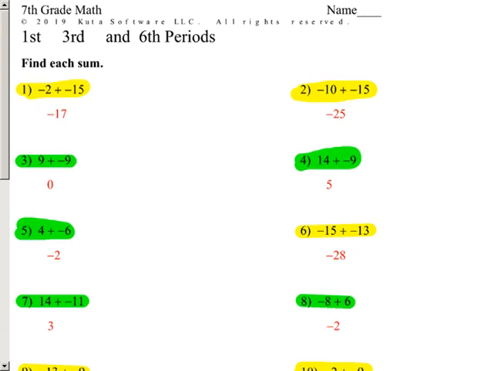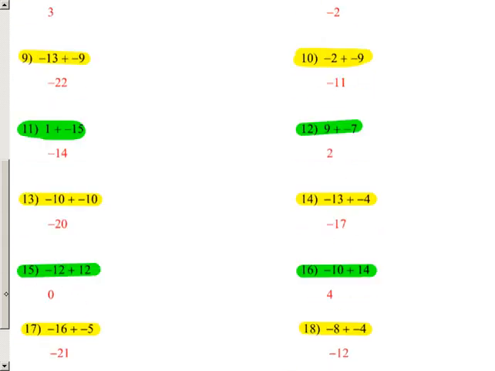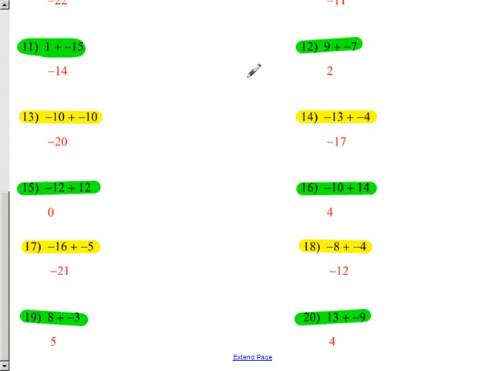Now we need to take a look at what's going on with all the others, and these are the green ones. So please take a look and grade your paper real quick to see what you need help on. Number 3 is 0, 4 is 5, question number 5 is negative 2, number 7 is 3, number 8 is negative 2, 11 is negative 14, 12 is 2, 15 is 0, 16 is 4, 19 is 5, and 20 is 4. Okay, and you can pause the video at any time. You can run it back to see these answers.